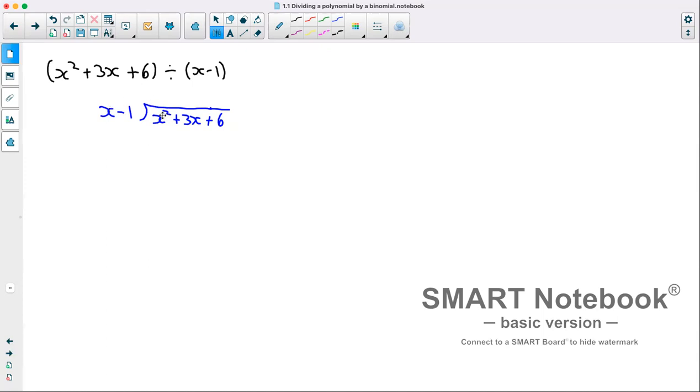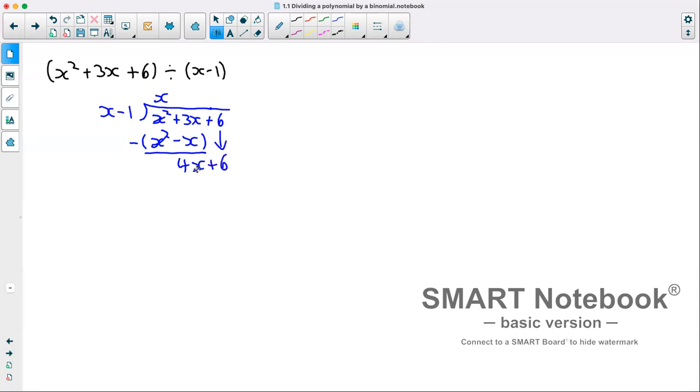So x goes into x squared x times. So what we'll then do is go x times x is x squared. x times -1 is negative x. So we are subtracting this. So x squared minus x squared, those just cancel out. Then we have 3x minus negative x, so that's 4x. And then we'll bring down this next term.